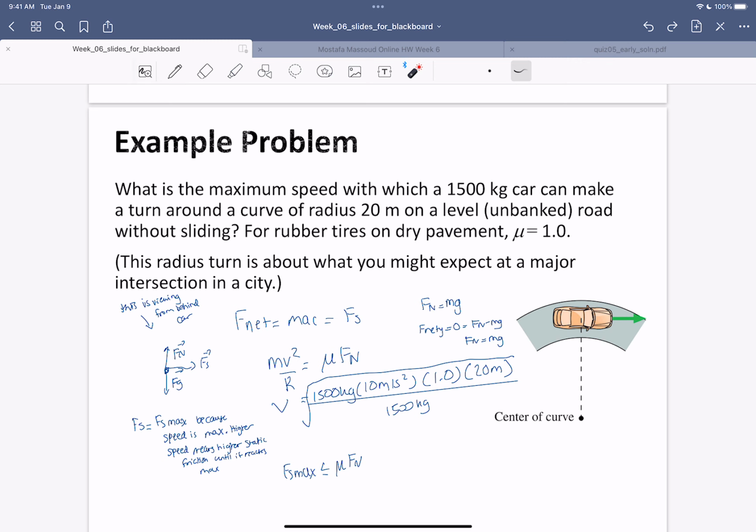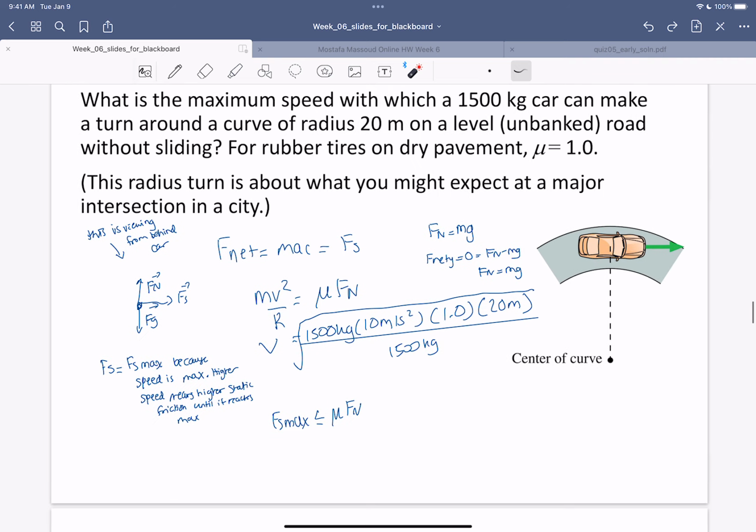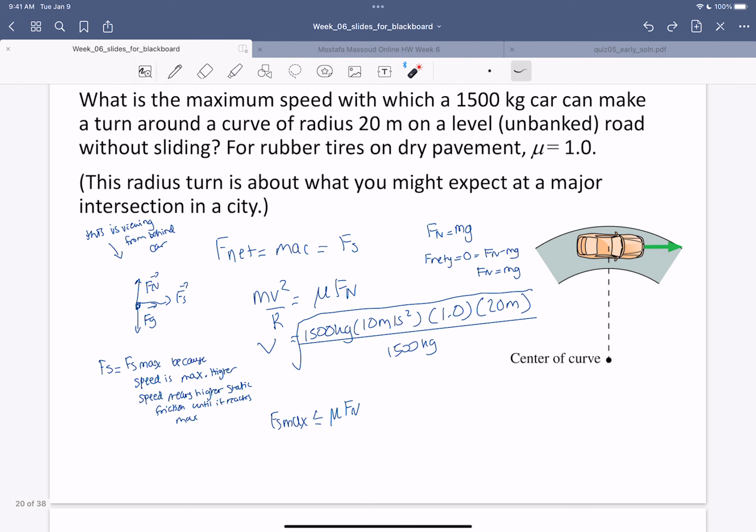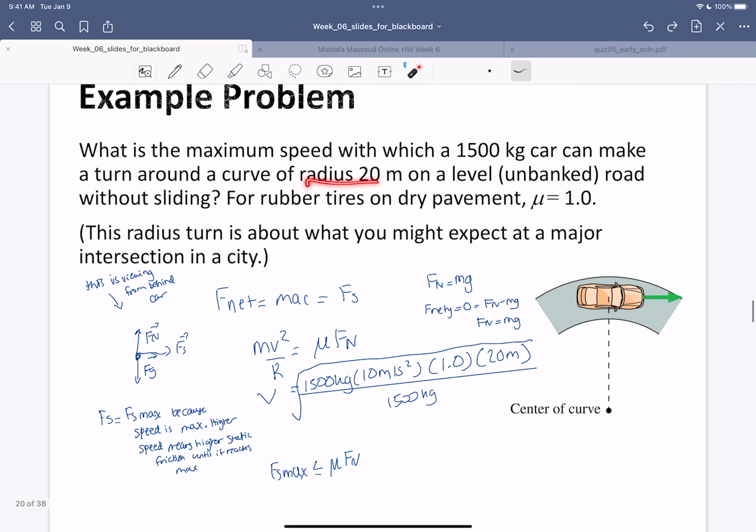If we were to go any meter per second or centimeters per second over, then we're going to slip. So when we're concerned with maximum speed without sliding, we're looking at how fast we can go without slipping, or if about to slip. And that's when we have static friction force at its maximum. We have all this information like the radius and the mass of the car, and the coefficient of friction here, and we're trying to figure out the speed.